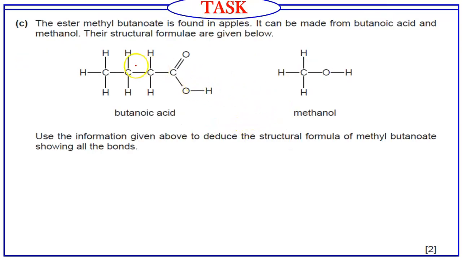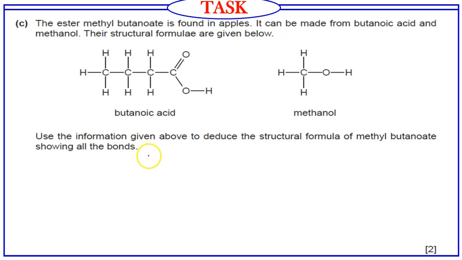Okay, let's take the question. The ester methyl butanoate is found in apples. It can be made from butanoic acid and methanol. The structural formulae are given below. This is the structure of butanoic acid. This is the structure of methanol. Use the information given above to deduce the structural formula of methyl butanoate, showing all the bonds.